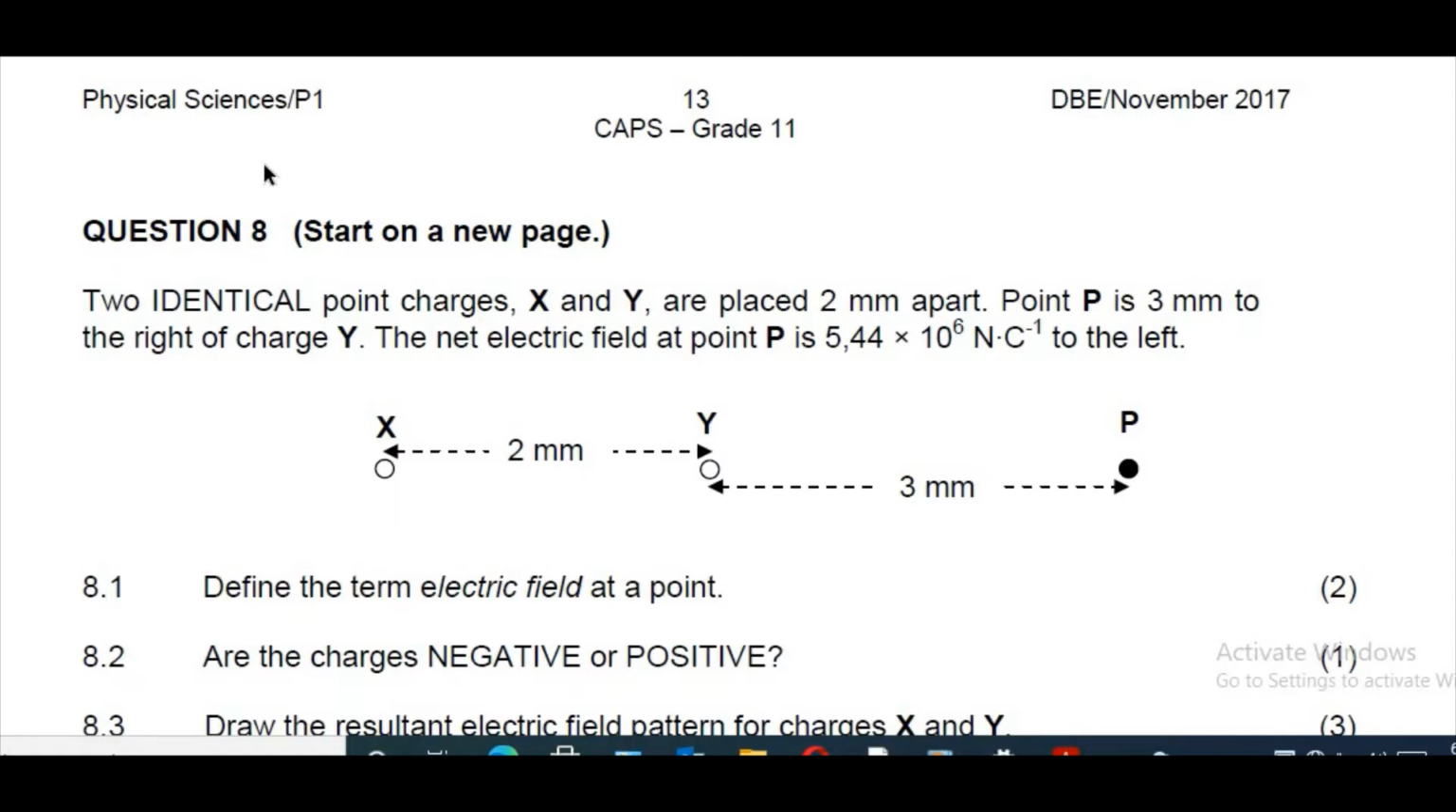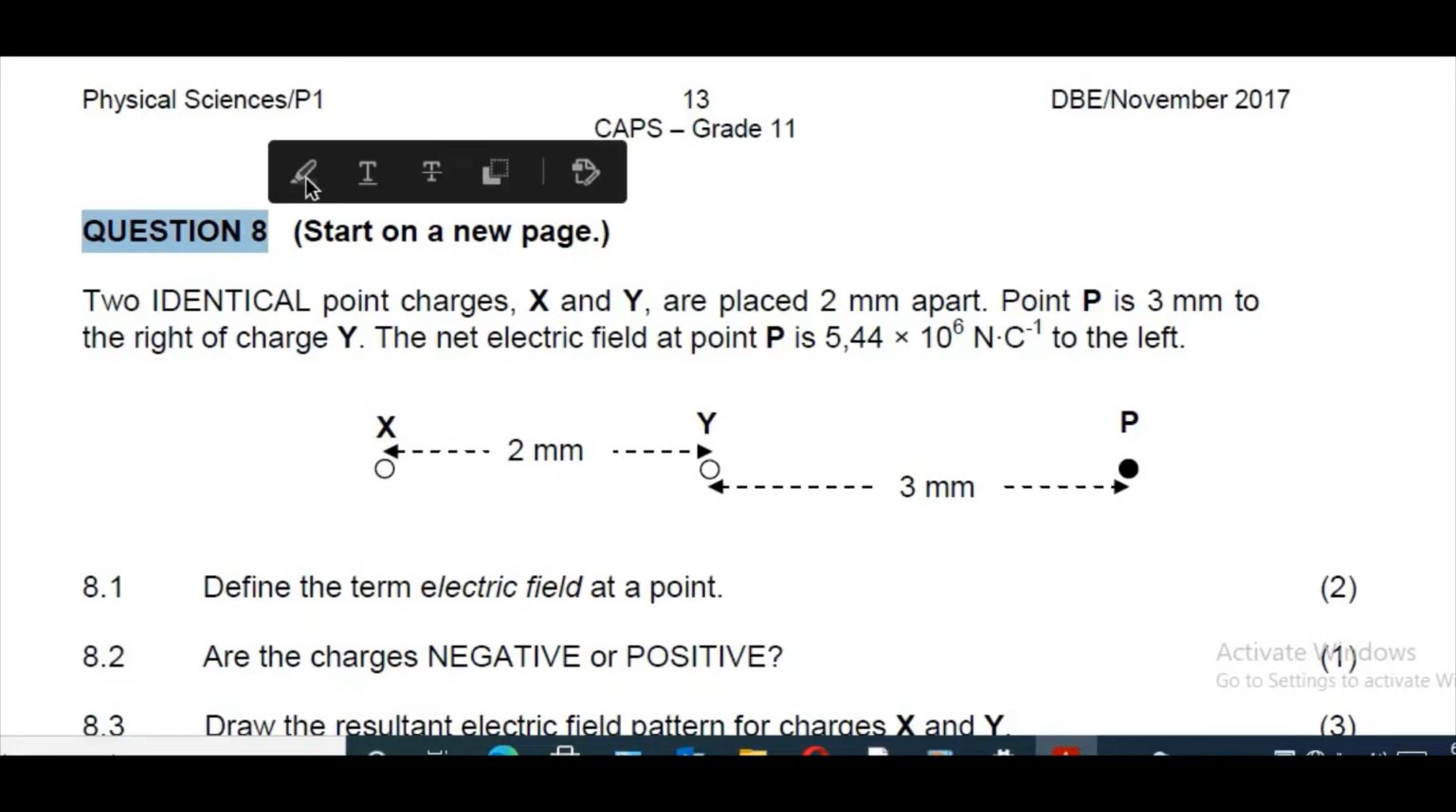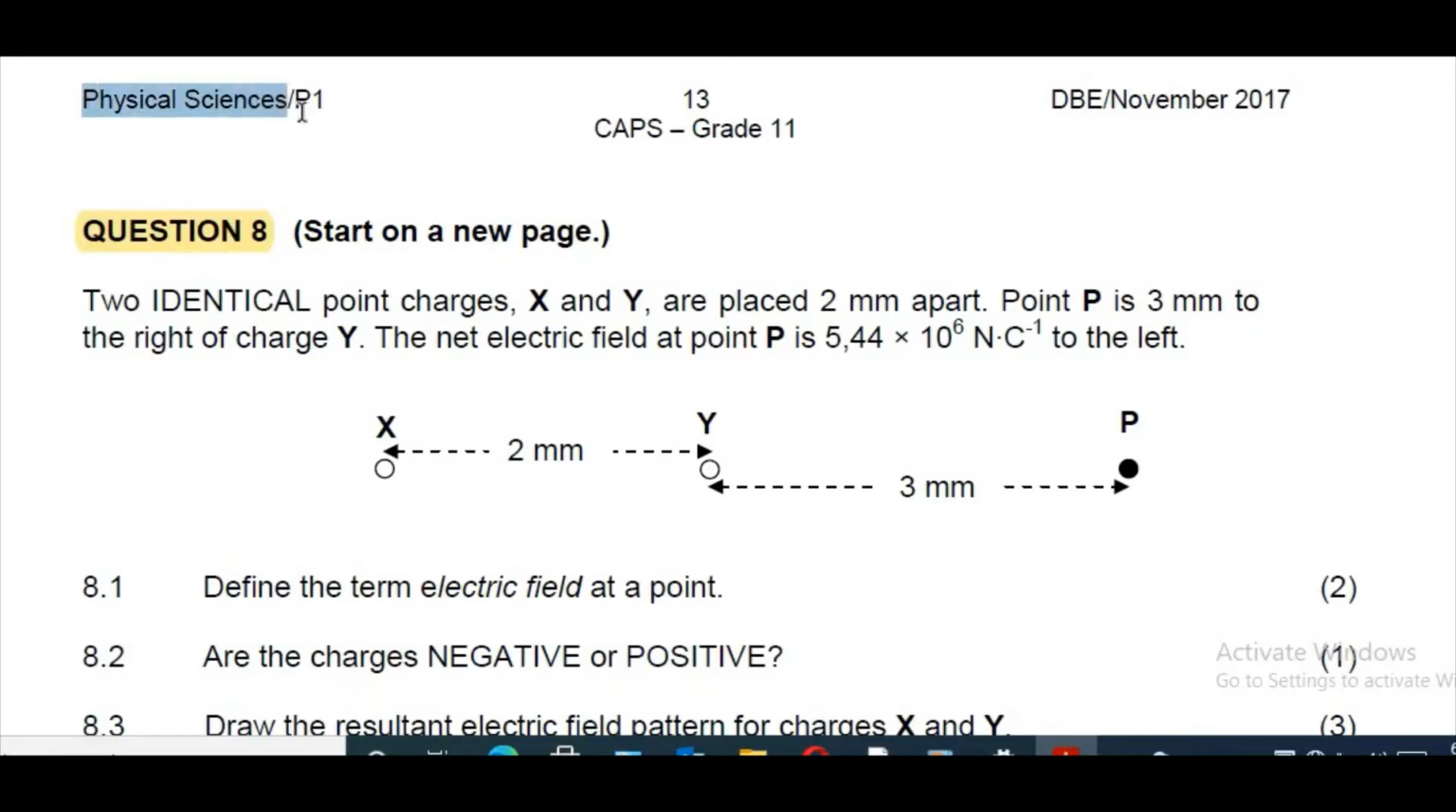Okay, so we have a question here. It's question 8, from a physical sciences paper 1. This was for grade 11, right? Cool. And let us just read the question.